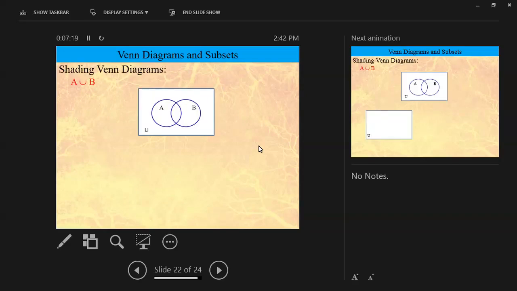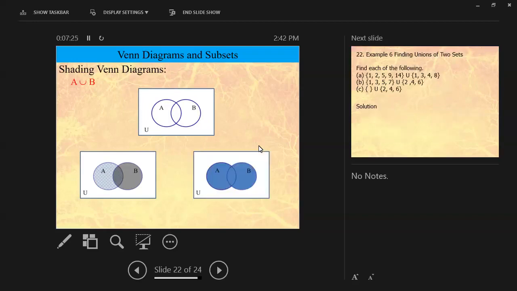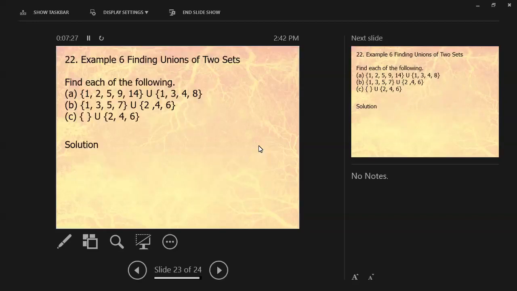Okay, so with the union, we color in everything. Everything's colored in. All right. Okay, find the unions. So we have 1, 2, 5, 9, 14 and 1, 3, 4, 8. So the union is 1, 2, 3, 4, 5, 8, 9, 14. Good.